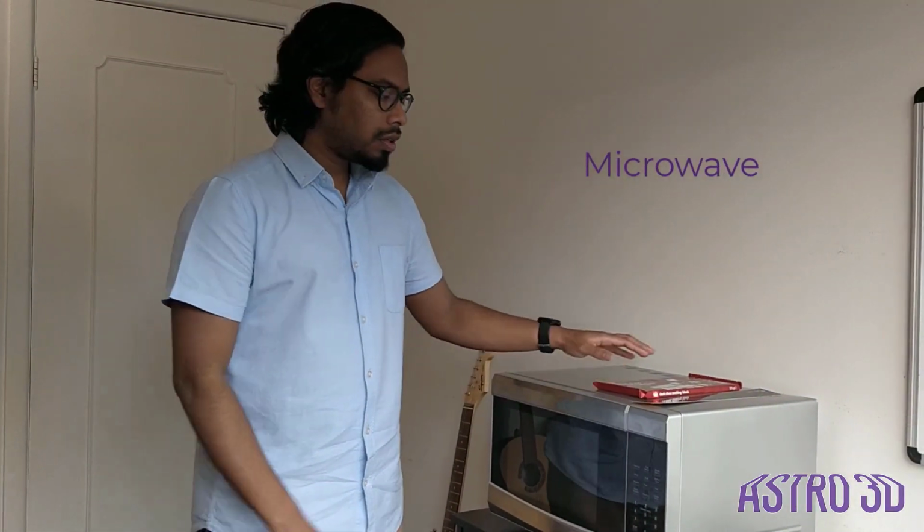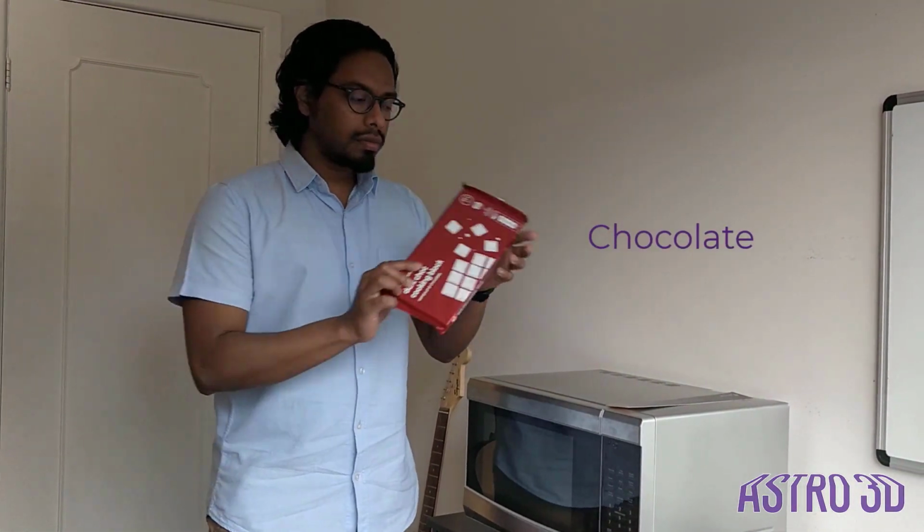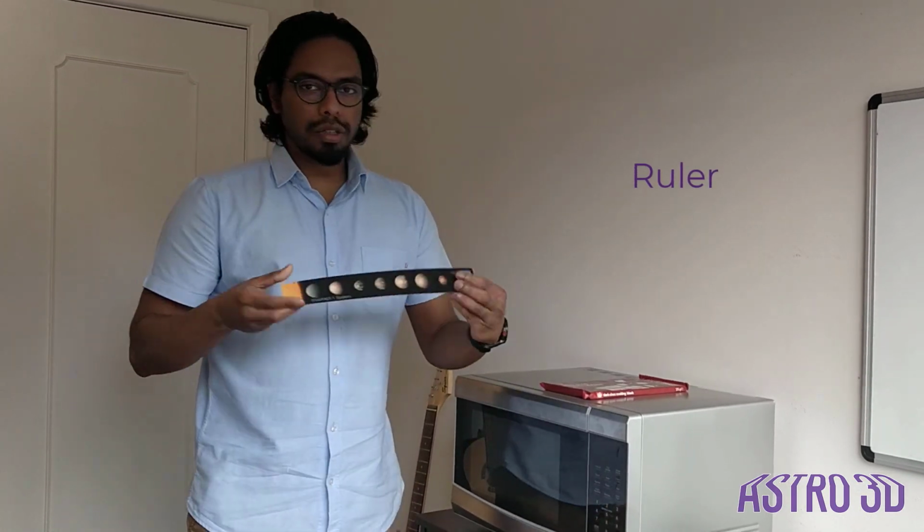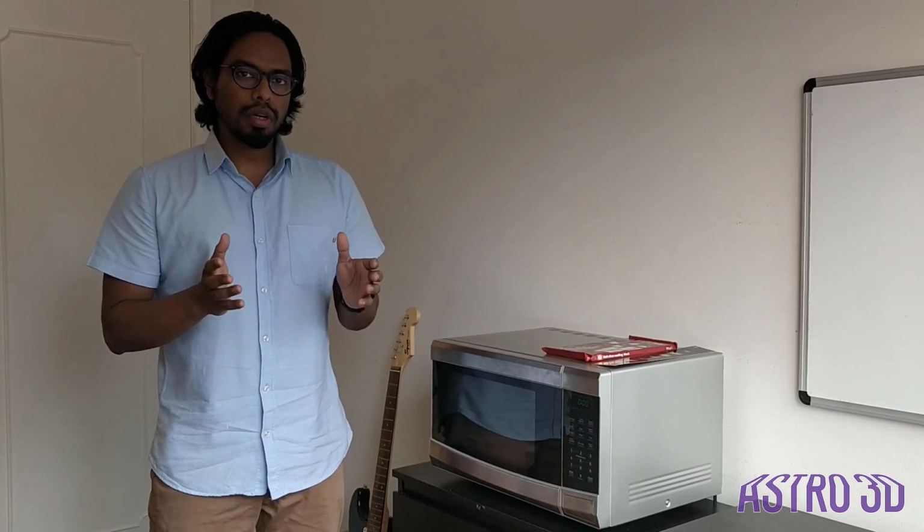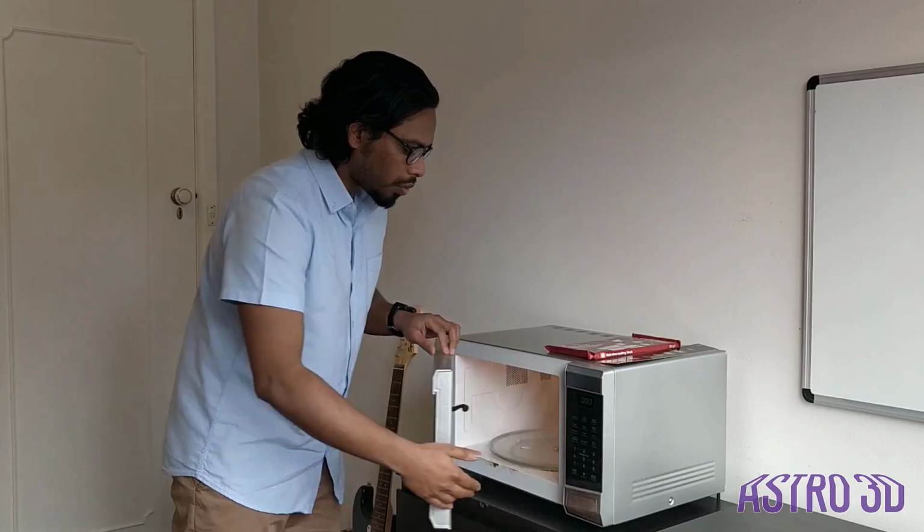Great! Now that we've learned a little bit about light, let's go ahead and do our experiment to measure the speed of light. Now let's take a look at what instruments we need to perform this experiment. You need your microwave, a bar of chocolate, and a standard ruler. The first thing we need to do is to remove the turntable.